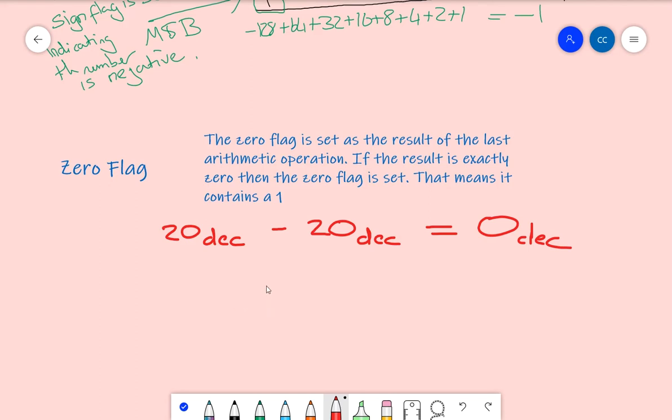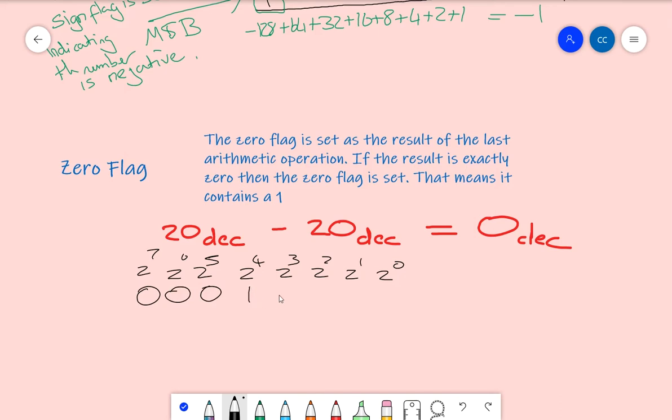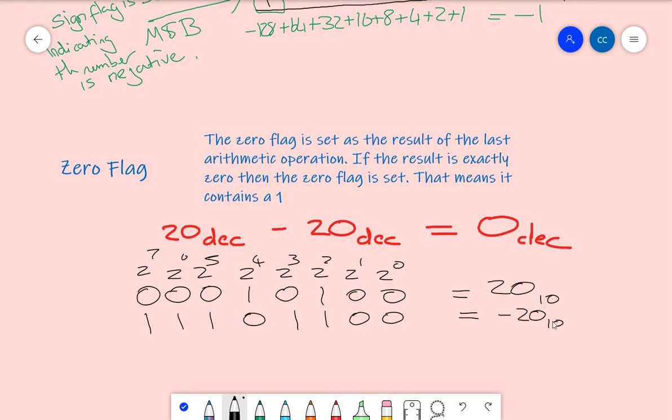So let's do that, and we'll express it in 8 bits. So 20 would be, I think I'll use my black pen for this, 2 to the power 0, 1, 2, 3, 4, 5, 6 and 7, and the 20 would be 0, 0, 0, 1, 0, 1, 0, 0, so that's a 16 and a 4, and that would be equal to 20 base 10, and negative 20 would be written 1, 1, 1, 0, 1, 1, 0, 0, and that's negative 20 base 10.